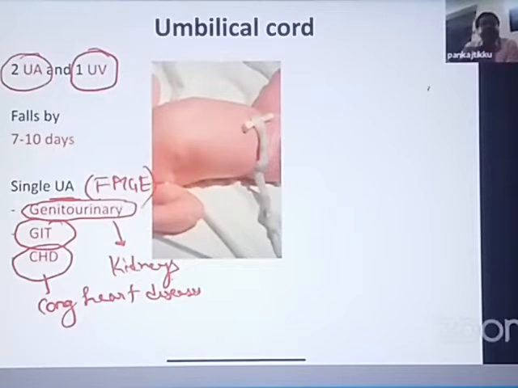And when does the umbilical cord fall? This again is a very, very important MCQ. When does the umbilical cord fall? The umbilical cord normally falls by 7 to 10 days. So what is the time when the umbilical cord normally falls? By 7 to 10 days.